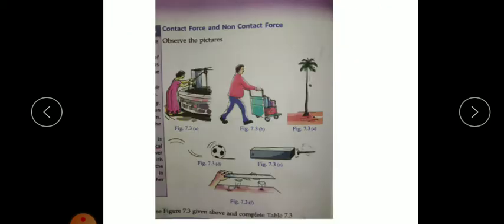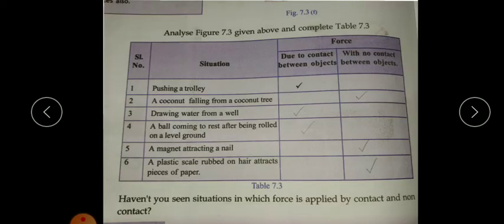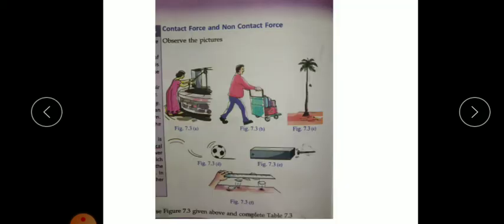So in your textbook one activity is given. In page number 92, some pictures are given. Based on these pictures, one table is also given. So here you have to identify which are contact forces and which are non-contact forces. Pushing a trolley. So is pushing a trolley a contact force or a non-contact force?